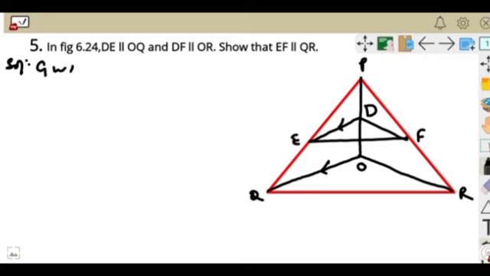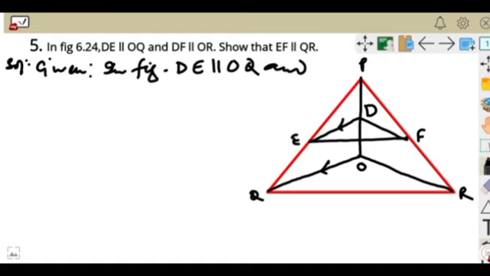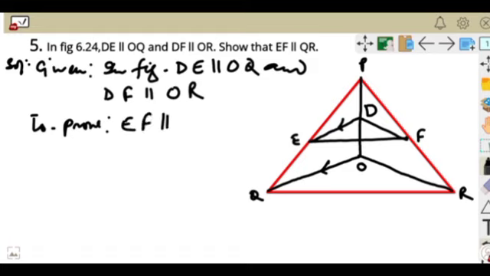First I'll write the given. In the figure, DE is parallel to OQ and DF is parallel to OR. This is the given. Next we need to write to prove. We need to prove that EF is parallel to QR. Next we need to write the procedure.